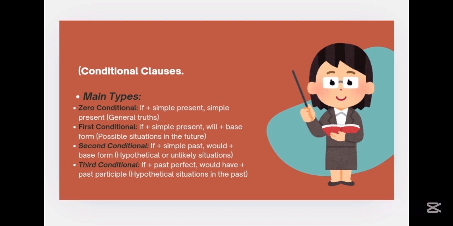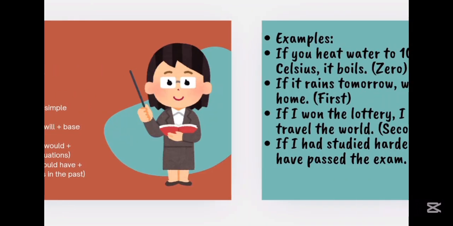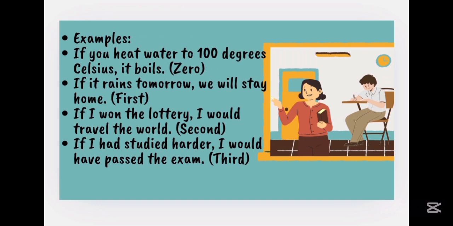And another conditional is the third conditional. The form of the third conditional is if, past perfect, and would, could, might, and have, plus past participle. This is used to express a hypothetical situation in the past that did not happen, imagining past consequences. Now the examples.